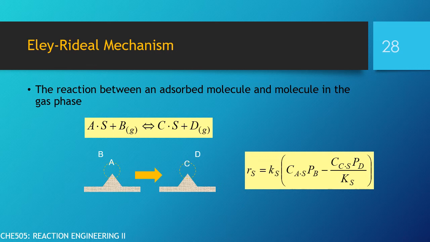The Eley-Rideal mechanism is actually not under Langmuir-Hinshelwood. Langmuir-Hinshelwood is the mechanism of reaction, either single-site or dual-site, during the surface reaction. But Eley-Rideal is different from Langmuir-Hinshelwood. In Eley-Rideal, during the surface reaction, the adsorbed species reacts with gas. So that is the difference of Eley-Rideal from the single-site and dual-site mechanisms.